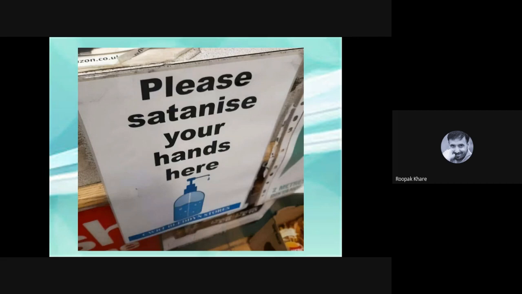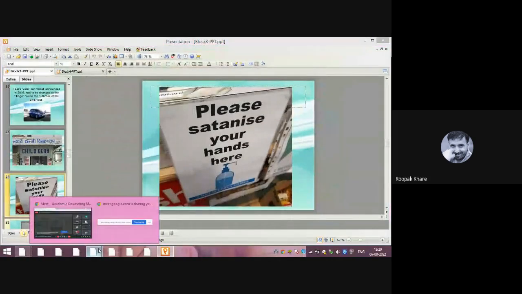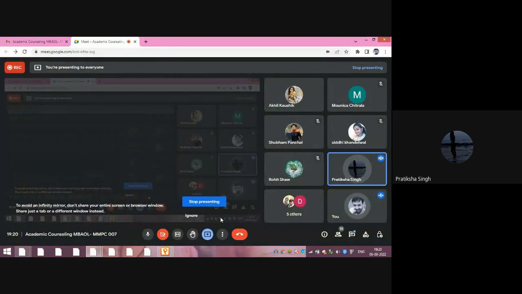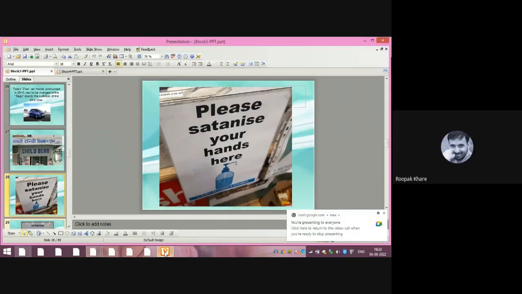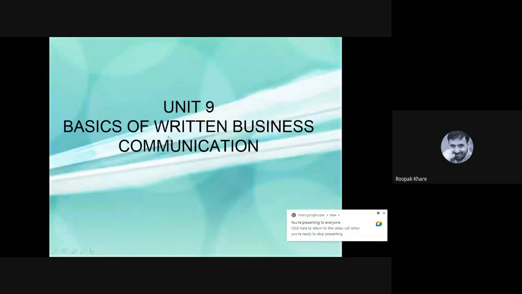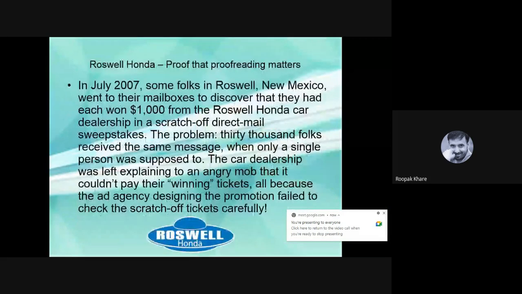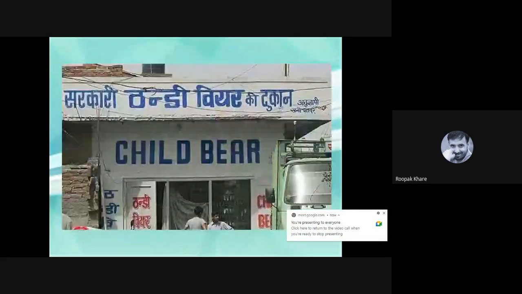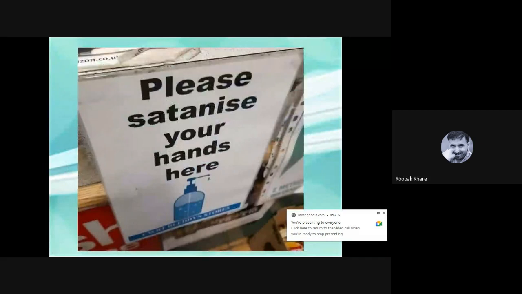For the past 2.5 years, sanitization has been very crucial. Now look at this signboard which says, "Please sanitize your hands here." Anything wrong with this? Who will tell me what's wrong? "Satanize." Now Satan means a devil, right? Satanize means make it devilish. Shaitan. Please satanize your hands here. Spelling mistake, written communication.